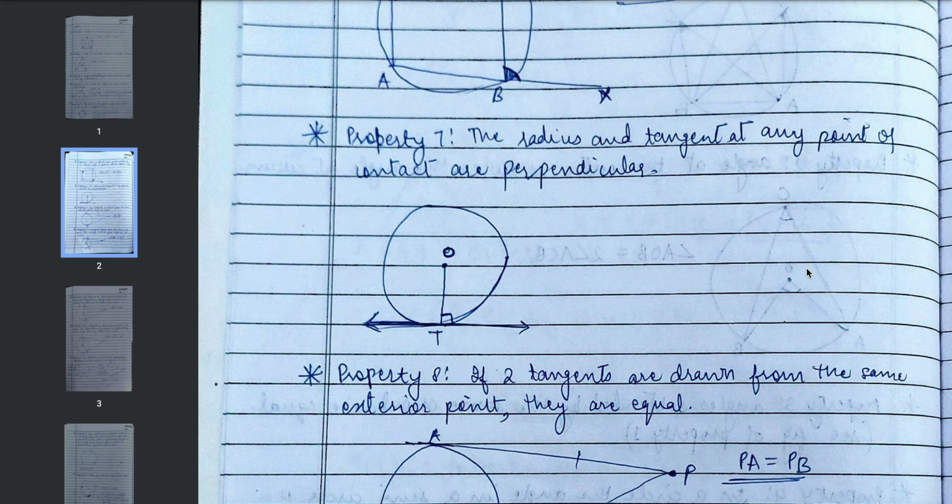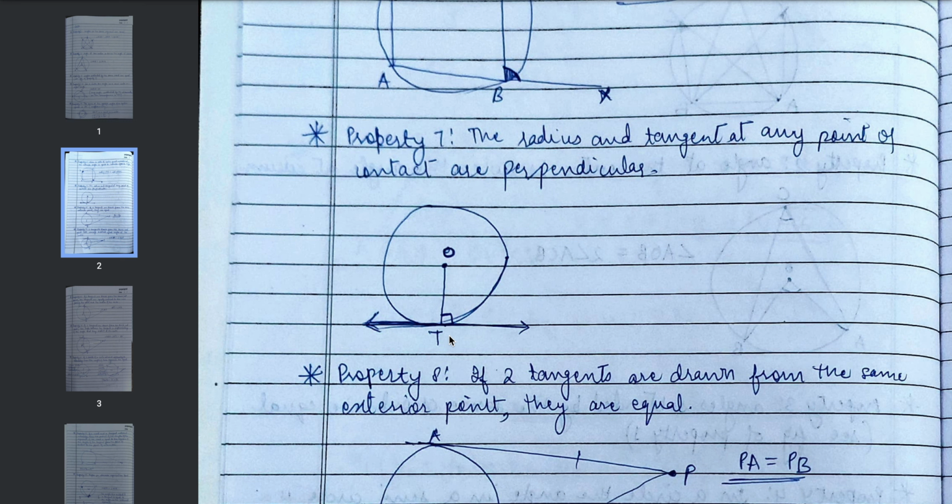Now moving on to the next property, the radius and tangent at any point of contact are perpendicular. So I have a circle with center O, and OT is the radius here, and T is also the tangent. It is coming in contact with the circle at point T, the tangent. And if my radius falls on the tangent, anytime, anywhere, whenever the radius is coming in contact with the tangent, it will be a 90-degree angle.